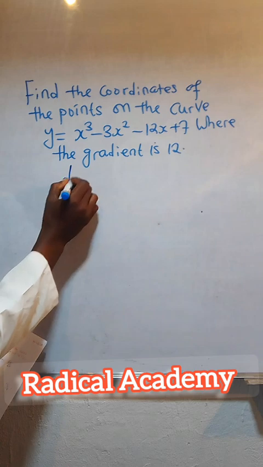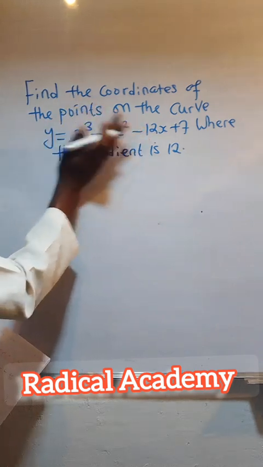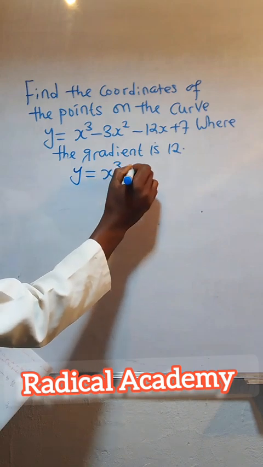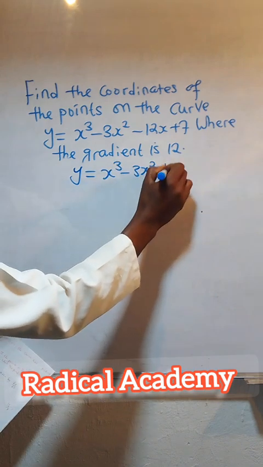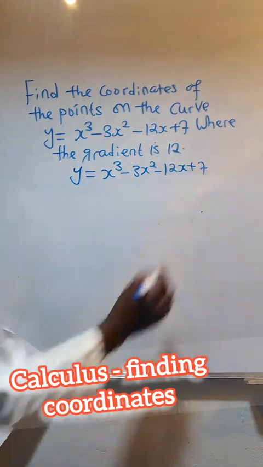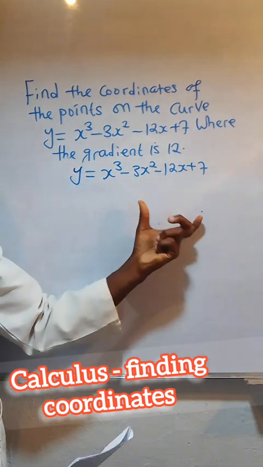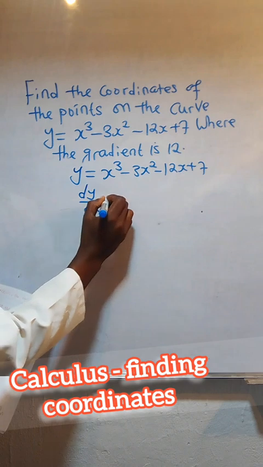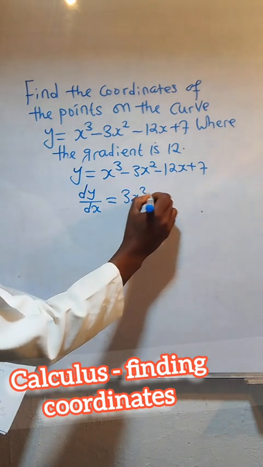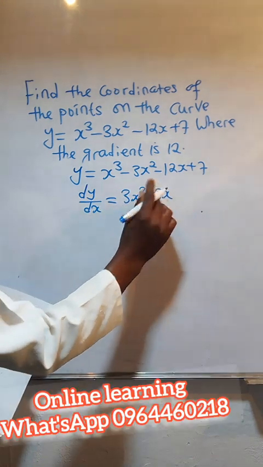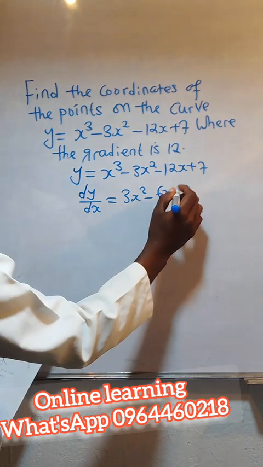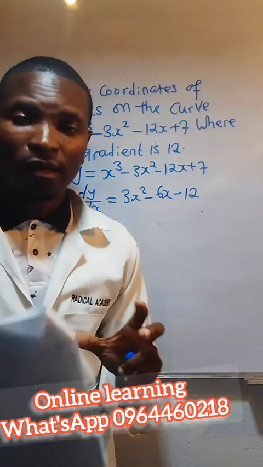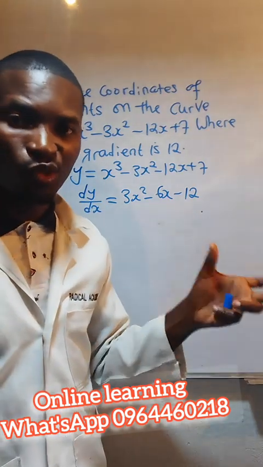So y, first of all, we copy. So y equals... the first thing is we copy this, and then after that we can differentiate. So this is 3x squared minus 6x minus 12. So now we have actually gotten our differential equation.